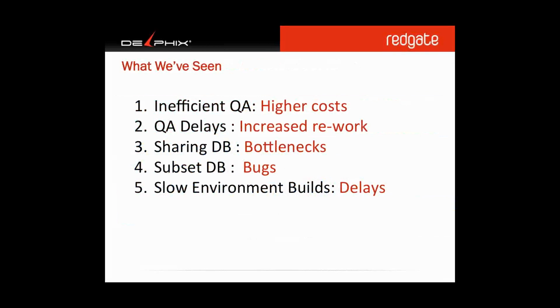So just a review of what we saw. We see inefficient QA driving up cost of QA. We see QA delays, which increases the amount of rework of code because of bugs that code's written on top of. We see sharing databases causing bottlenecks in development teams. We see using subsets of databases causing bugs that hit production. And we see slow build environments creating delays in the development projects.